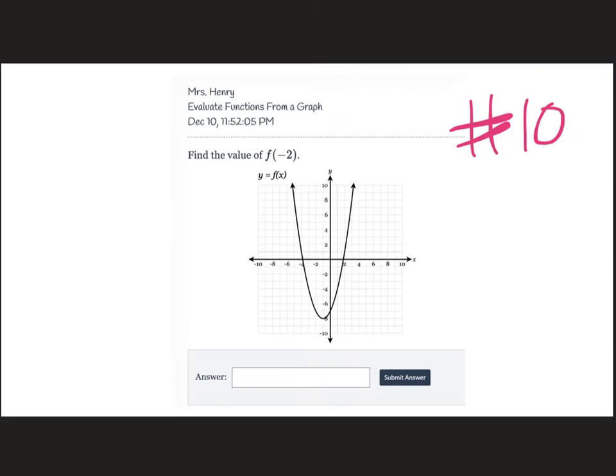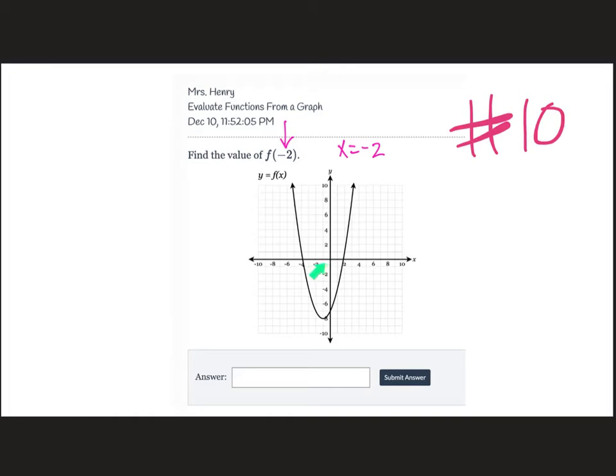All right, you have another parabola on this one. I know that because it's U-shaped. And again, they want us to find f of negative 2, which is essentially telling me where x is equal to negative 2, what is your y value? So we're going to do that.